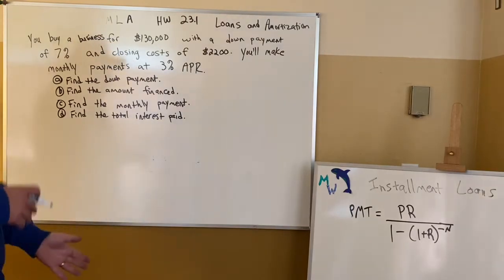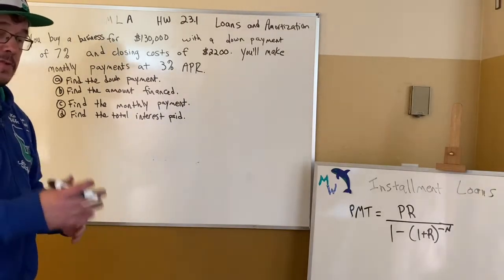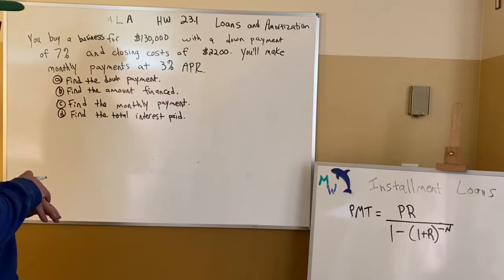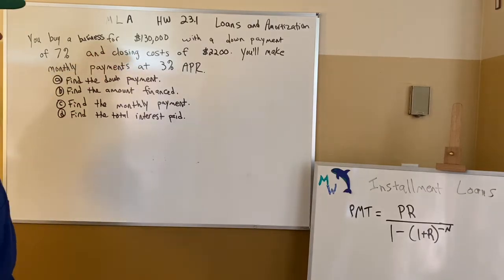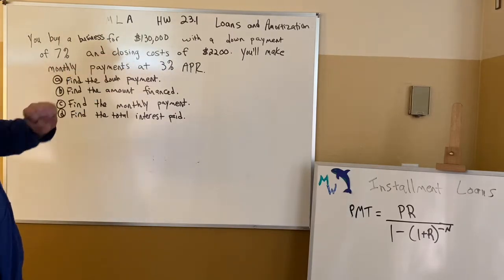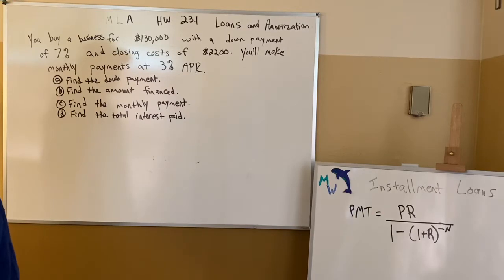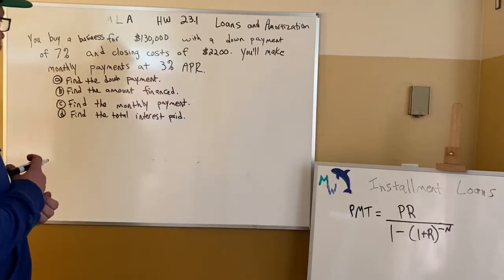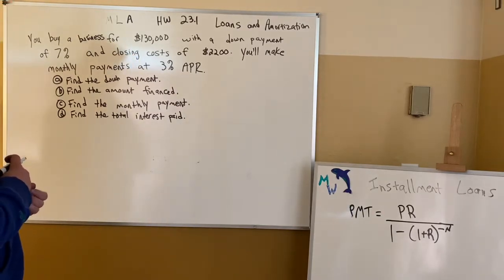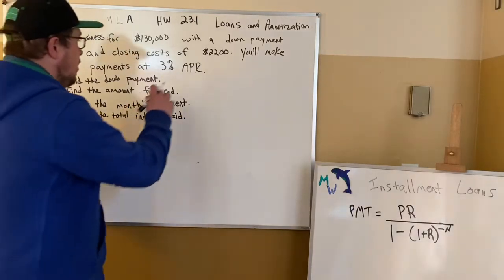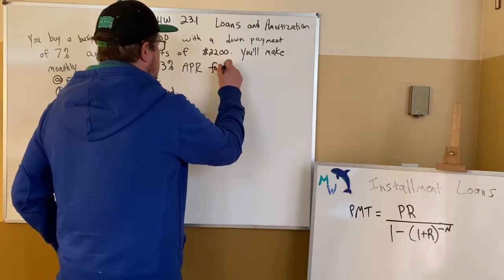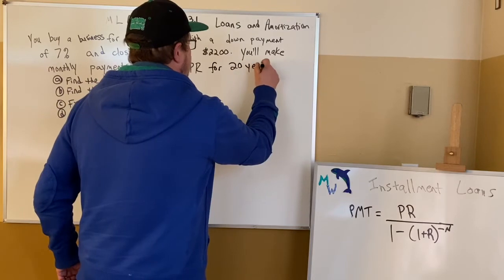With the business, sometimes you pay for the building, sometimes you pay for the customers and inventory and all that. But anyway, the whole deal of taking over this business, you said the sale price of the business would be $130,000. You're going to get together a down payment of 7%, and you have to pay closing costs of $2,200 to make this all happen. You make monthly payments at 3% APR for 20 years. And that would have been there. I just forgot to write it up here.